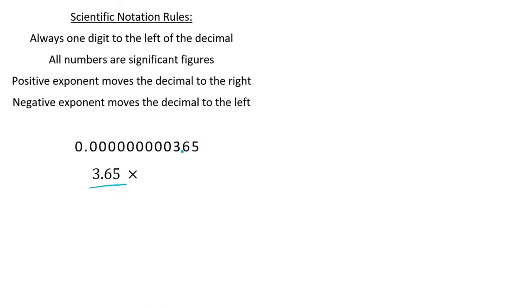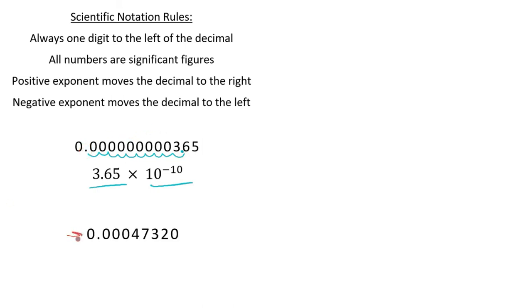Then I need to count up how many places I move the decimal. Let's see. 1, 2, 3, 4, 5, 6, 7, 8, 9, 10. So the second half of my scientific notation is 10 raised to the negative 10th. I used a negative exponent here because this is a small number, and also because if I'm going from scientific notation back to the original decimal, I am moving to the left.